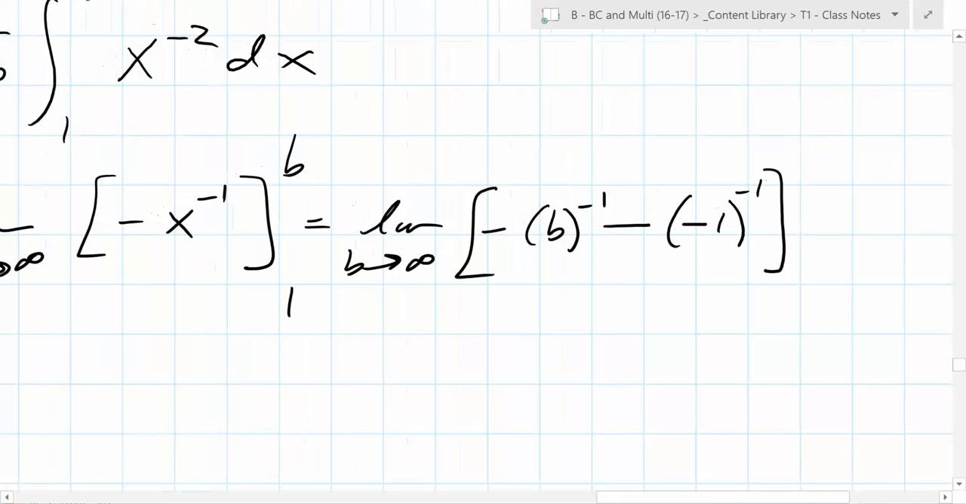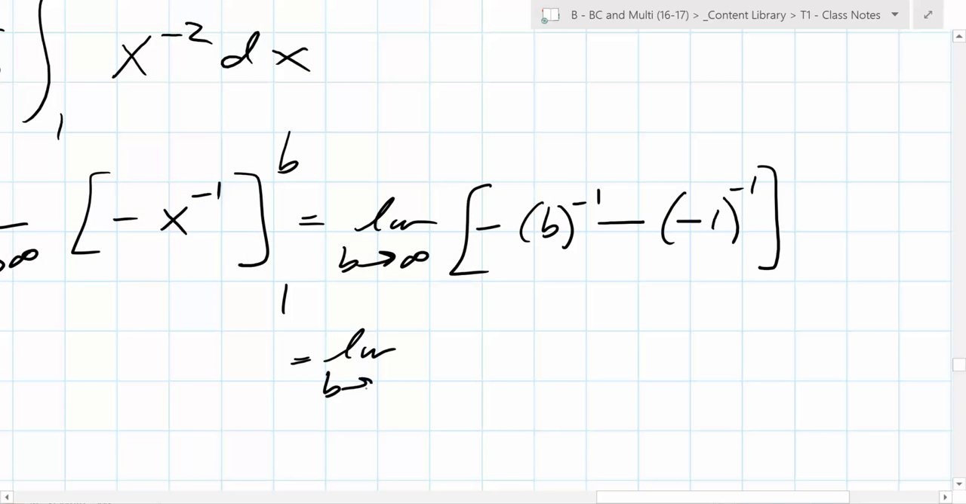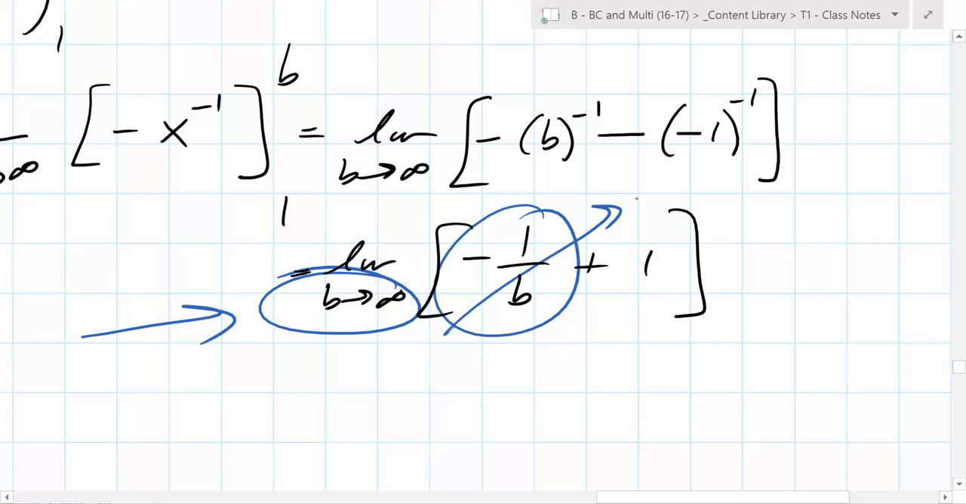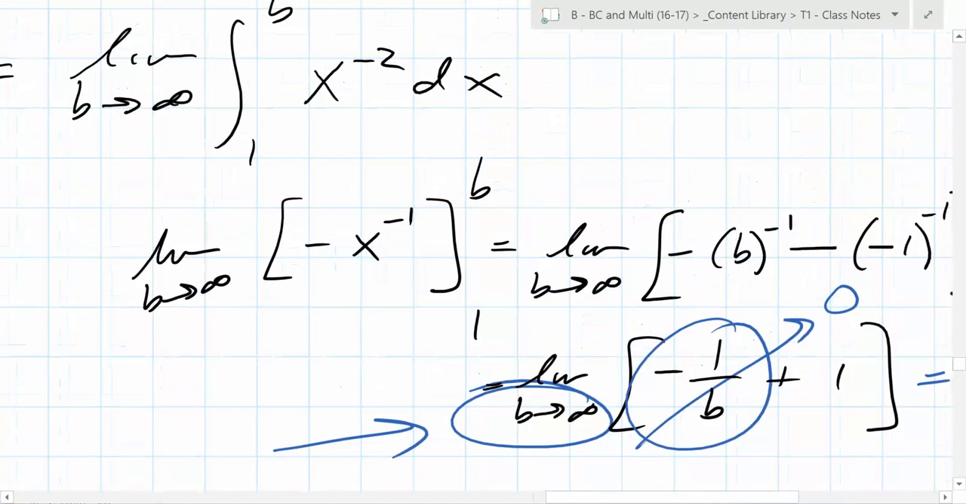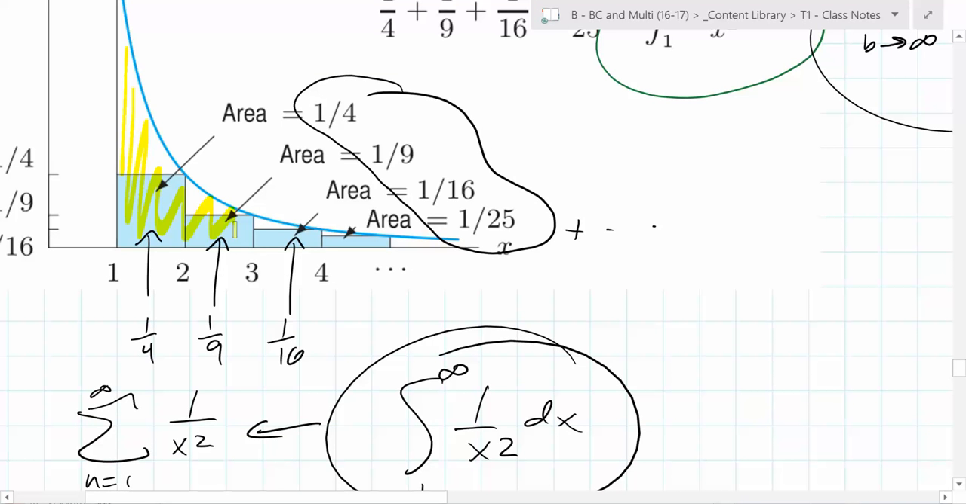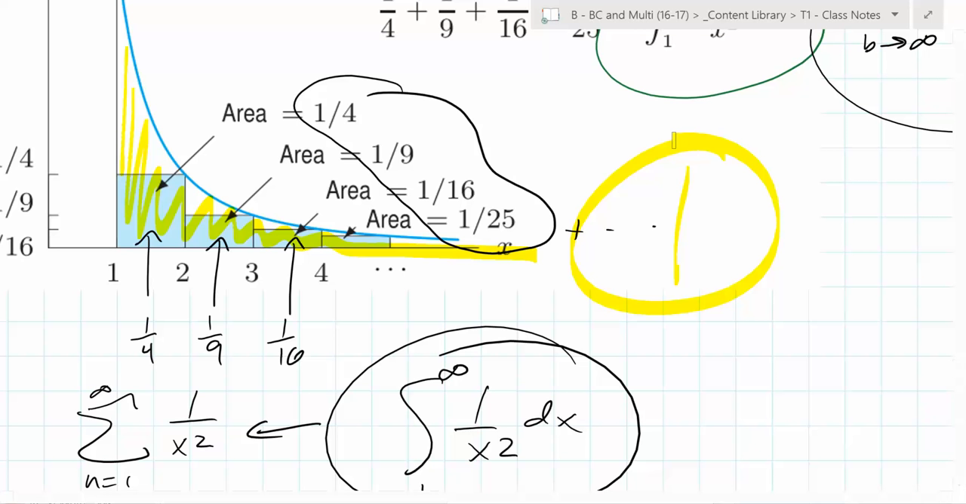So what does this mean? It means the limit as b goes to infinity of negative 1 over b plus 1. What does this go to? If b goes to infinity, what does that go to? 0. So what's left? 1. So we just showed that this whole area adds up to 1. If you add up all those rectangles, this right-hand Riemann sum is going to be less than 1. So therefore, does this converge? It does converge. That's how you do it.